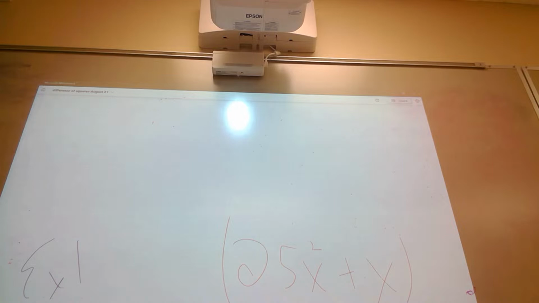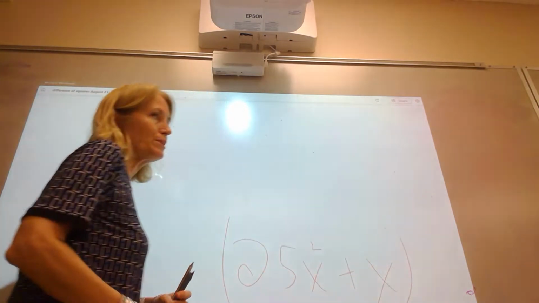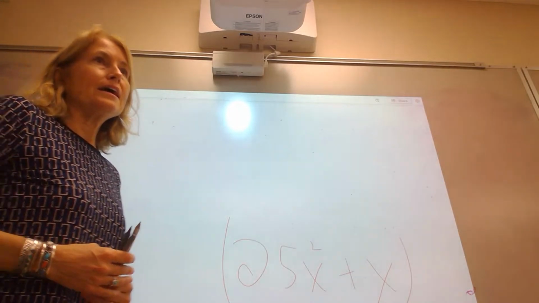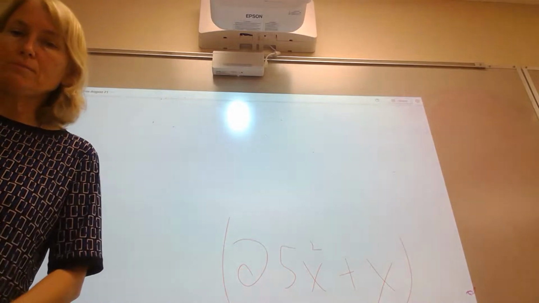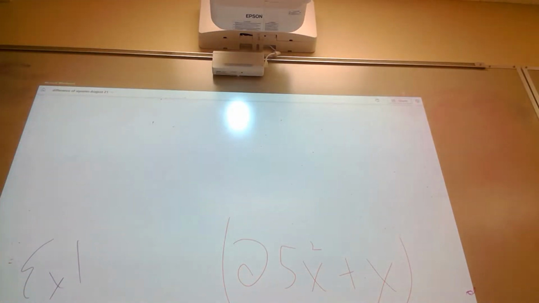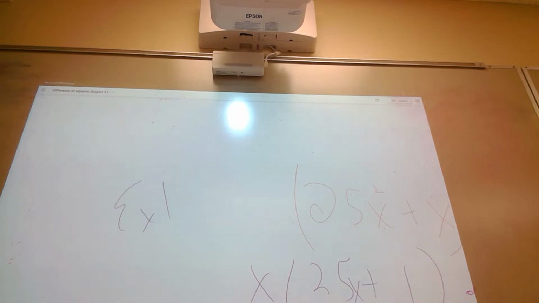So if you have 25x squared plus x, what do these two terms have in common? X. You pull out the lowest power of the variable that they have in common. So they have in common x, you pull that out. So we have x times 25x plus 1. What we're doing is we're talking about different factoring techniques. Okay, so greatest common factor is a factoring technique. Difference of squares is a factoring technique.